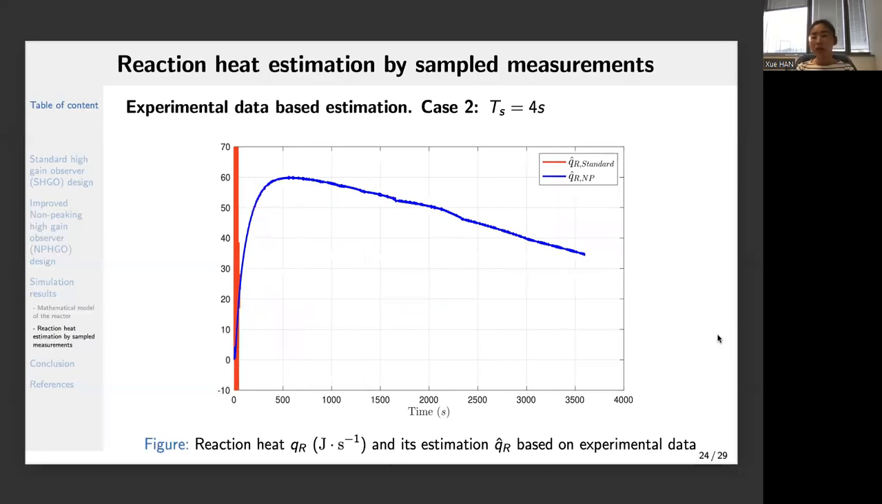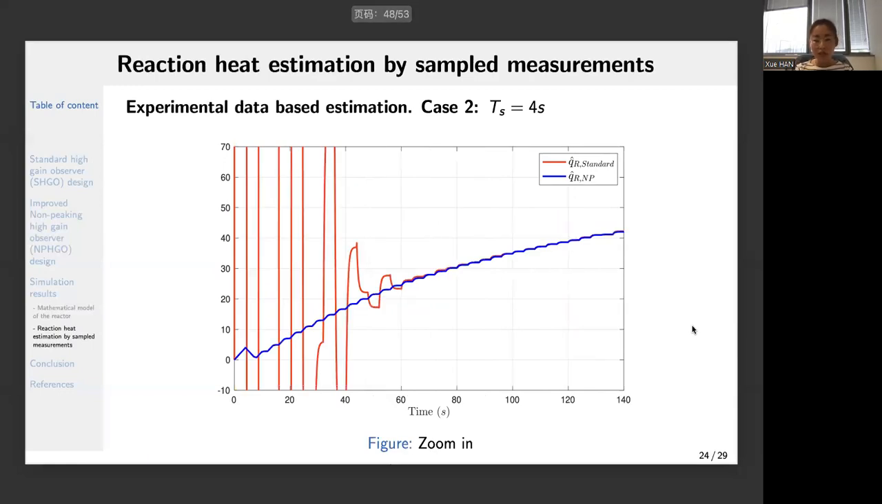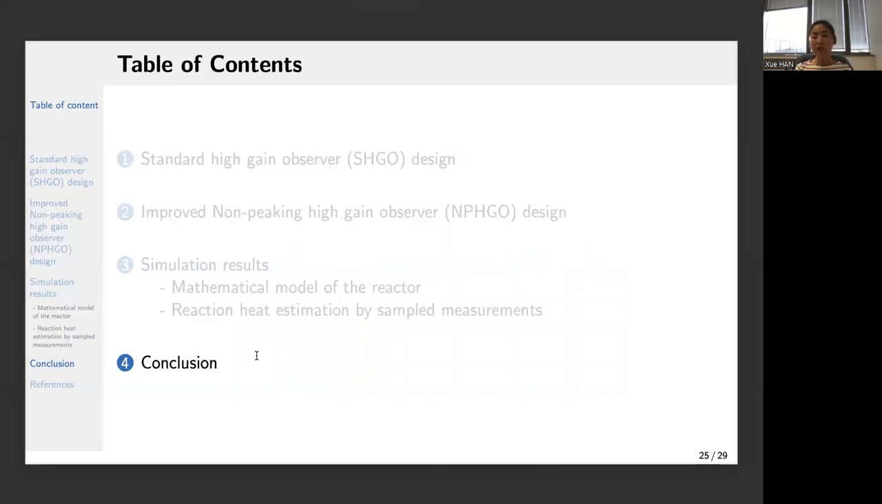And for the reaction heat estimation, we can see here, it takes a longer time for the estimation because our sampling interval is enlarged to 4 seconds. But finally, both of the observers can give a good estimation of the reaction heat. And the blue line doesn't have the peaking phenomenon. So that is all of the results by using the presented observer.